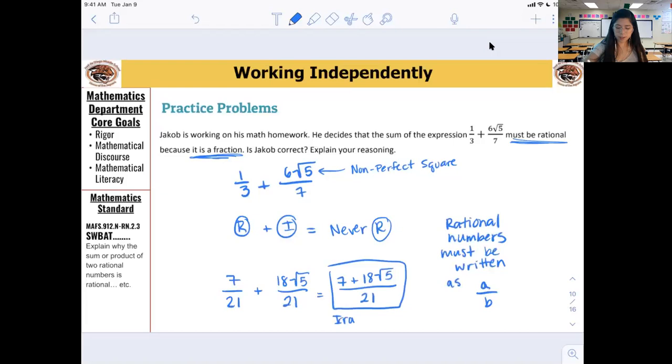It's still an irrational number. So just to be clear, just because you can write it in a fraction form doesn't make it rational. It's still an irrational number because you can't write it as A over B. So, yep, Jacob is wrong. Jacob is incorrect. Any questions on this one?